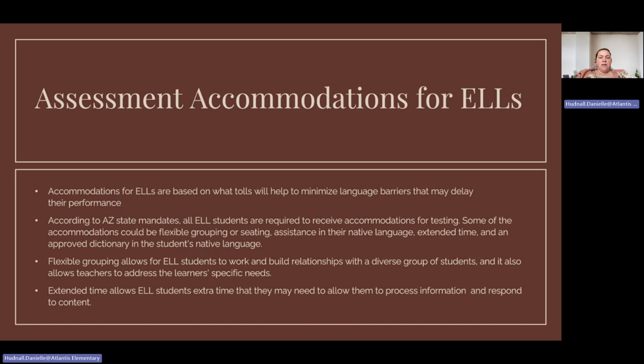Flexible grouping allows for ELL students to work and build relationships with a diverse group of students, and it also allows teachers to address the learner's specific needs. Extended time allows ELL students extra time that they may need to process information and respond to content.